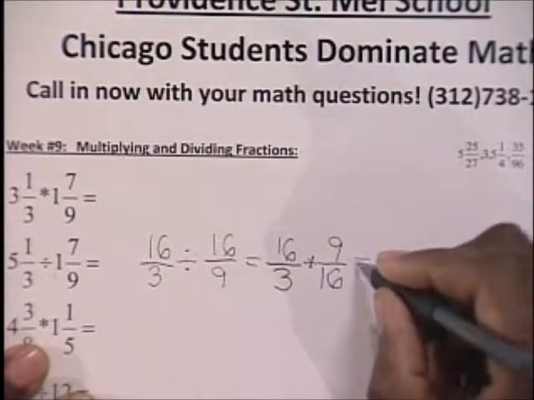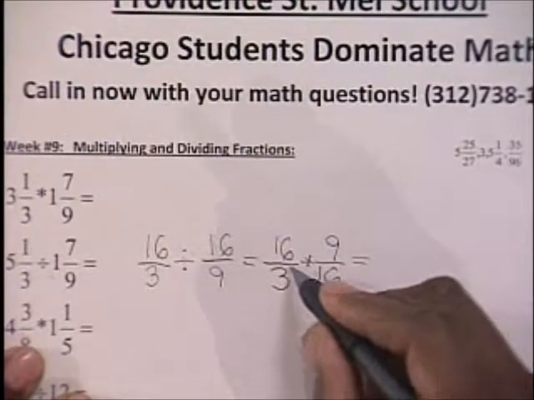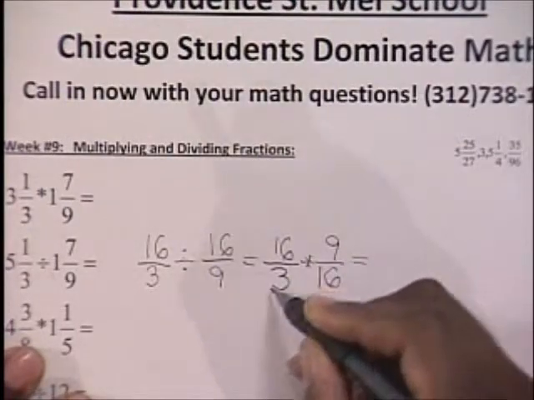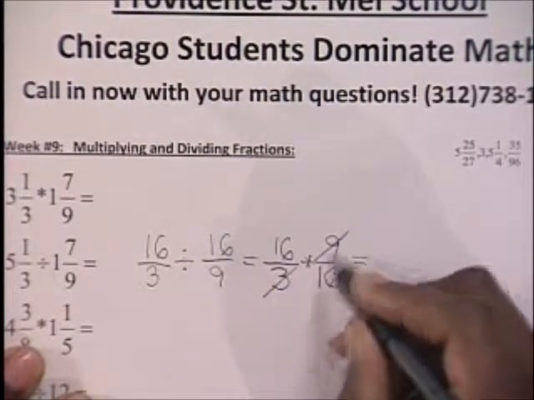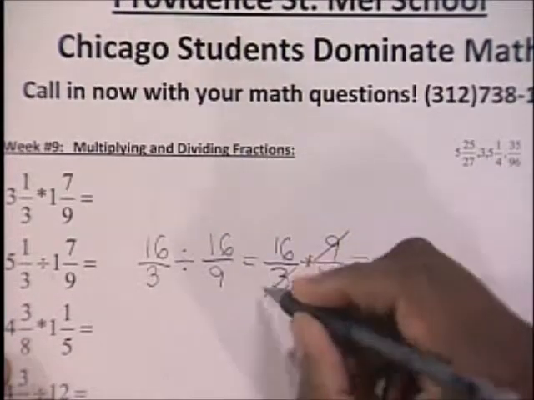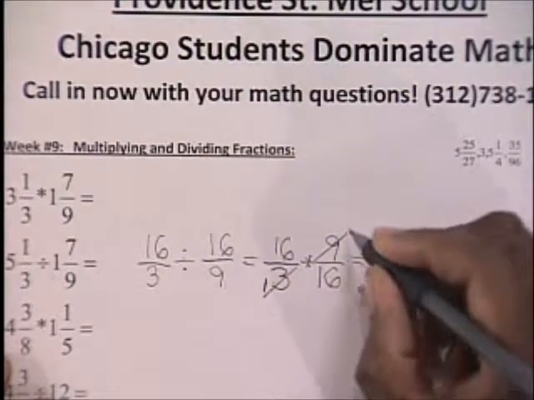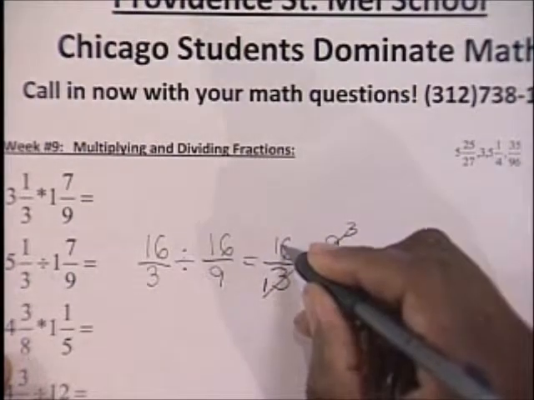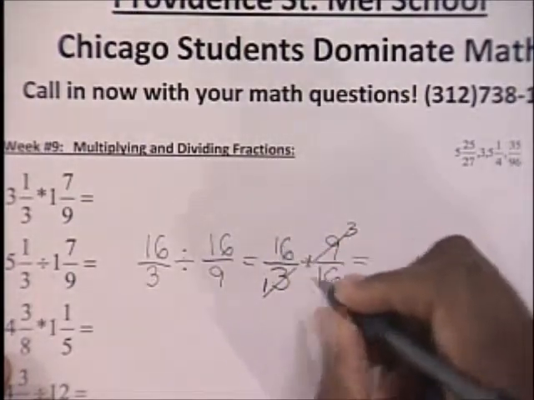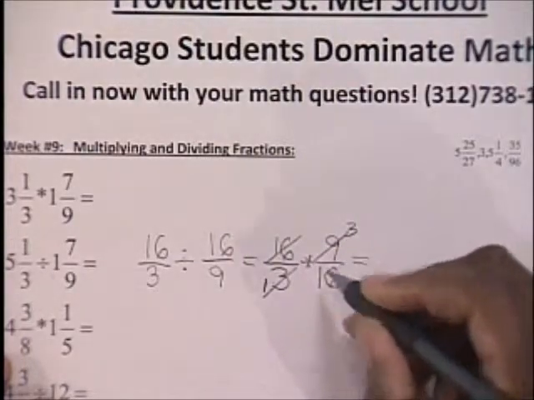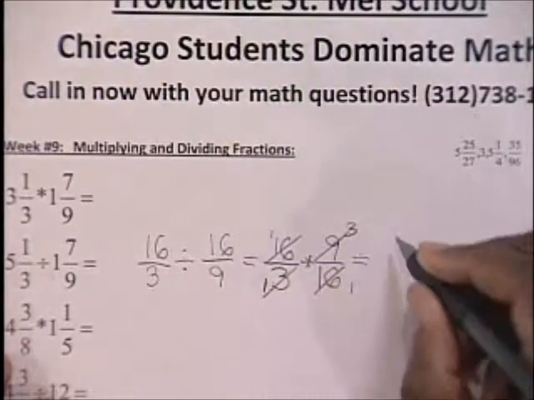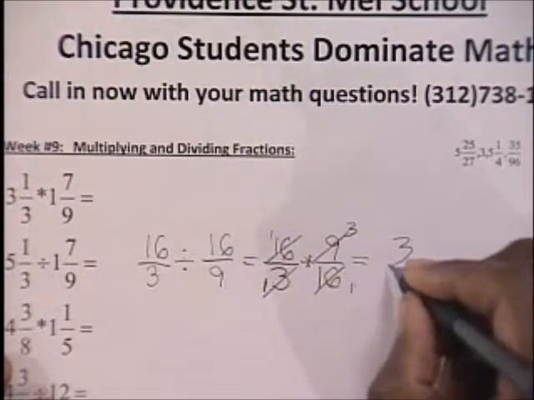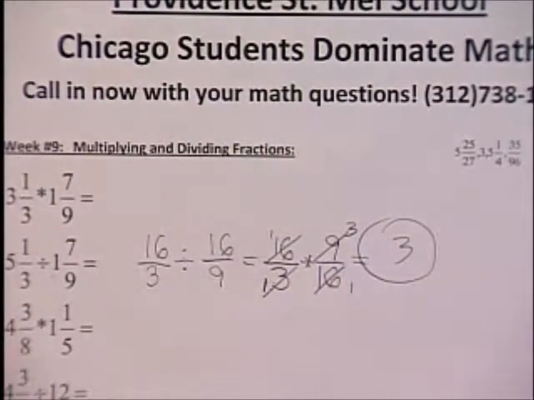Now what I'd like you to notice is we're able to cross cancel. You can divide both the 3 and the 9 by 3. That becomes a 1, and that becomes a 3. And the 16 and the 16 are each divisible by 16, so each becomes a 1. You end up with 1 times 3 is 3, 1 times 1 is 1. The final answer is 3. All right? Final answer is 3.